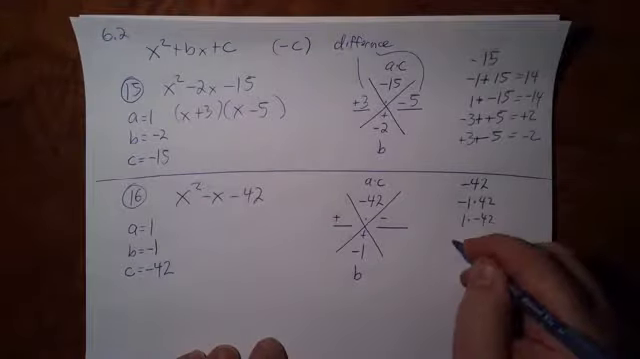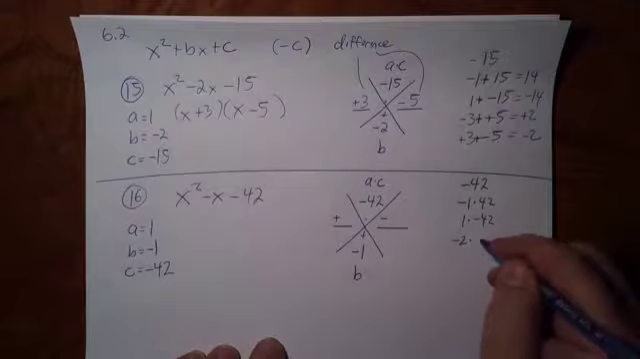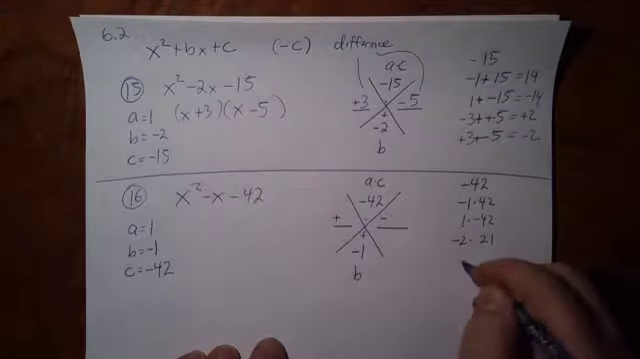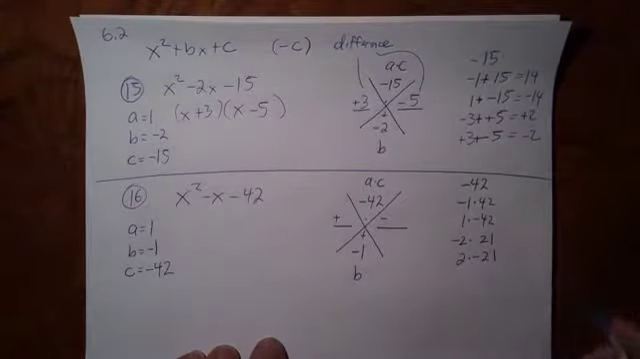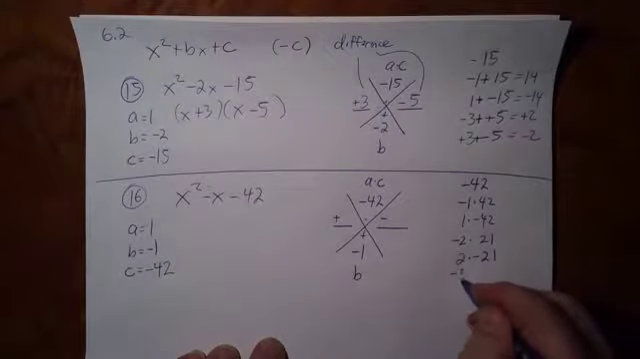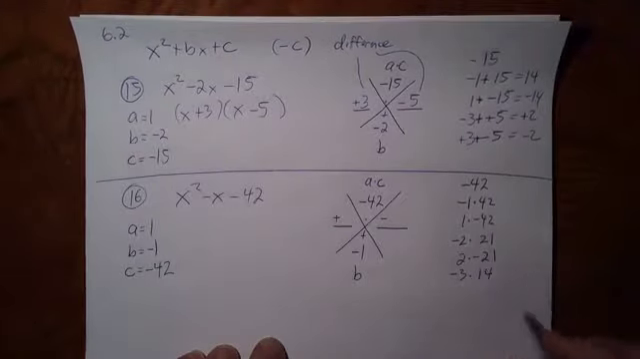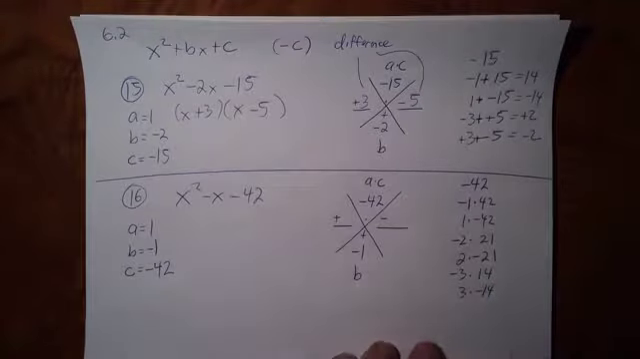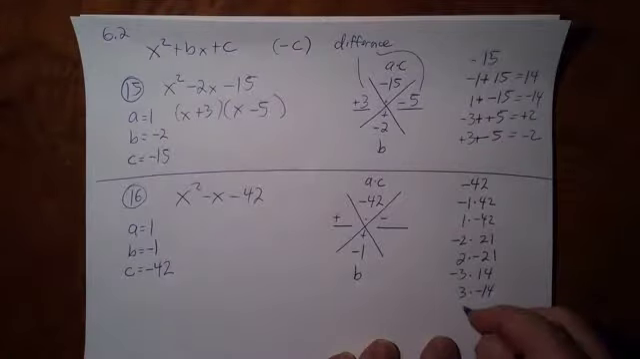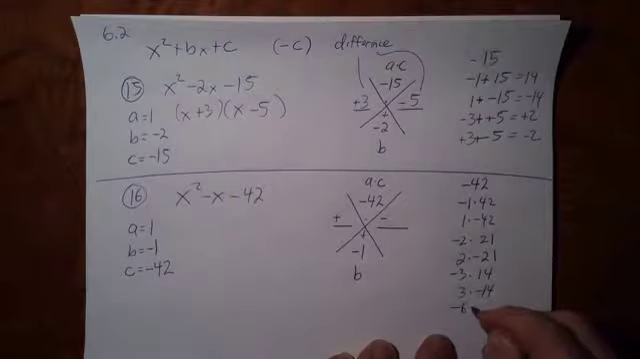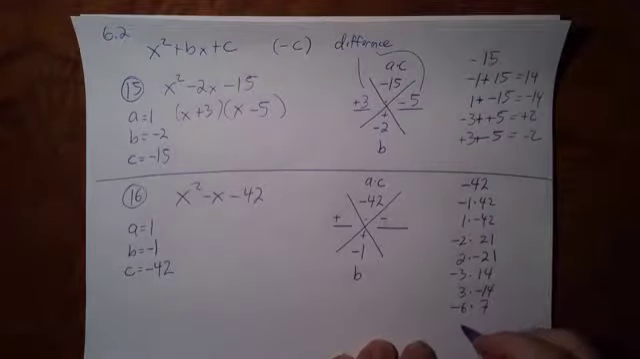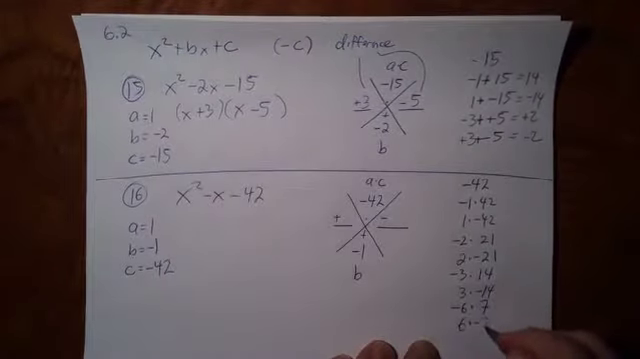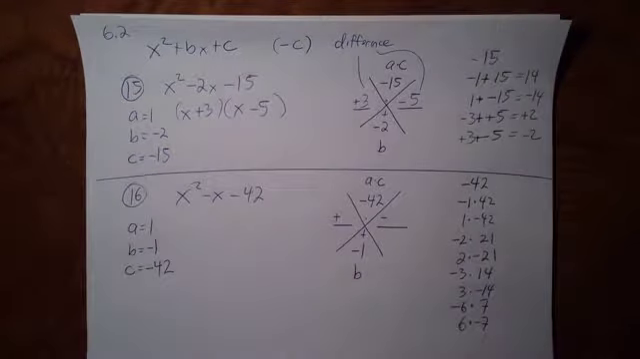Okay, so now we have negative 2 times 21, and we have 2 times negative 21. We have negative 3 times 14. We have 3 times negative 14. And for the last one here, we have negative 6 times 7, and then we have 6 times negative 7.